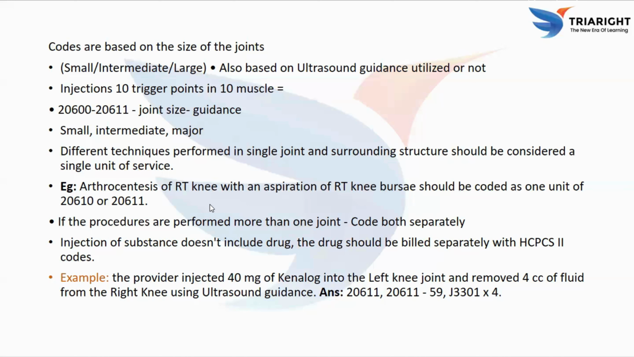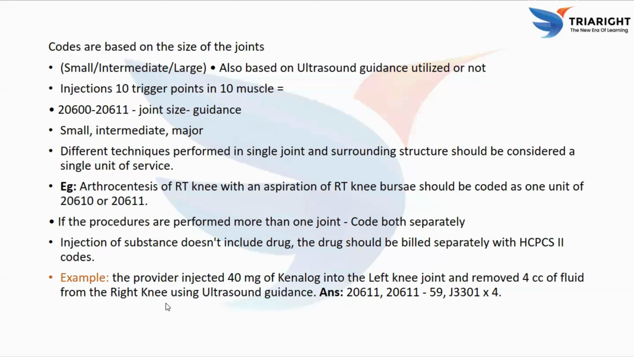And coming to multiple joints, you have to code separately. If procedures are done in more than one joint, each joint is coded separately. You have to use modifier 59 if required to show distinct joints. Injection codes do not include the drug. So, a very important billing rule: CPT codes 20,600 to 20,611 are procedures only. The medication injected must be billed separately. You have to use HCPCS level 2 J codes for assigning the injection drugs.